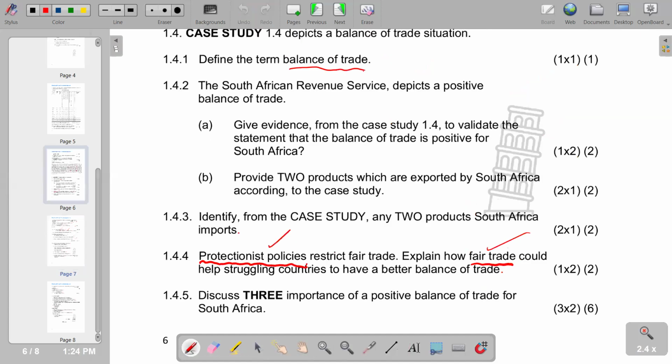So moving on to 1.4.5, discuss three importance of a positive balance of trade for South Africa. So obviously, a positive balance of trade, we are saying we're having more exports than imports. So having more exports represents that there is more economic activity taking place in the economy. So there is production taking place in industries, which means we have got more goods being produced, which is going to result in many macroeconomic positives. We are going to have an increase in GDP, which is going to again lead to economic growth.